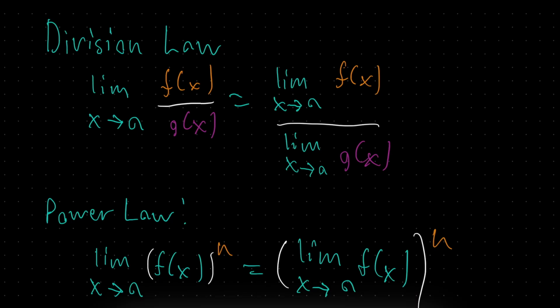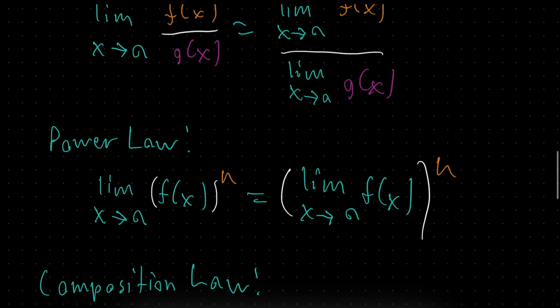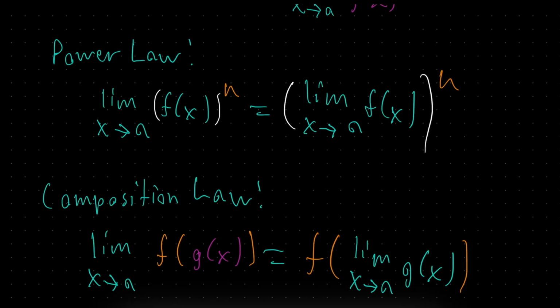Then comes the power law. The limit as x approaches a of f of x to the power of n is the same thing as the limit of f of x as x approaches a, with the whole thing raised to the power of n. So you can just take in or out that limit from a power or an exponent. And the composition law: the limit as x approaches a of f of g of x is the same thing as f of the limit as x approaches a of g of x.